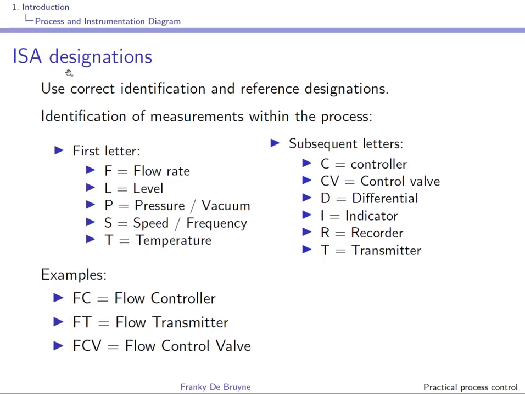Well, you should use the correct ISA identification and reference designations. Typically for measurements within a process, the first letter relates to the type of measurement, so F for flow, L for level, P for pressure, and so on. The subsequent letters will have to do with the type of device. Is it the controller, a control valve, and so on. So here you have a few examples. FC stands for flow controller, FT for flow transmitter, FCV for flow control valve.